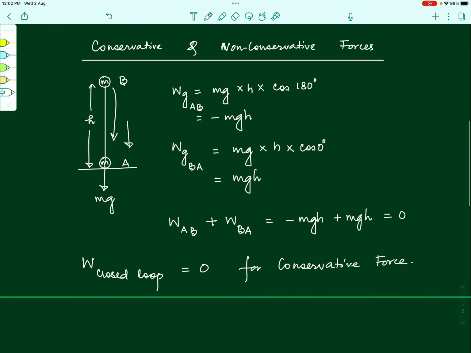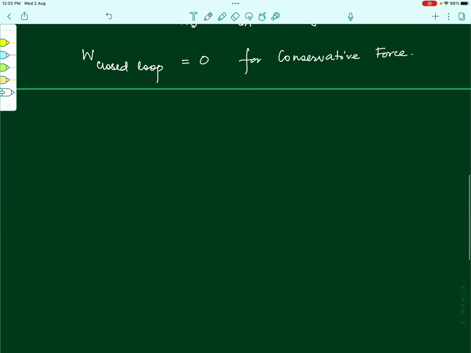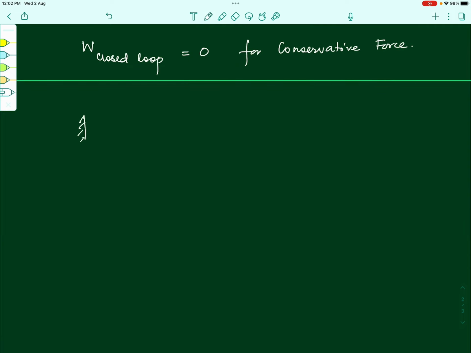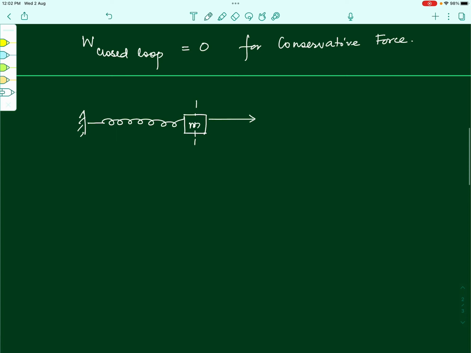Gravitational force is one such force. There is another force like that, which is the spring force. Let us check the same thing for the spring force also. Let us say there is a spring which is attached to a block of mass m, and by applying an external force, this block is taken from the position x equal to 0 to a final position, let us say, x equal to x naught.